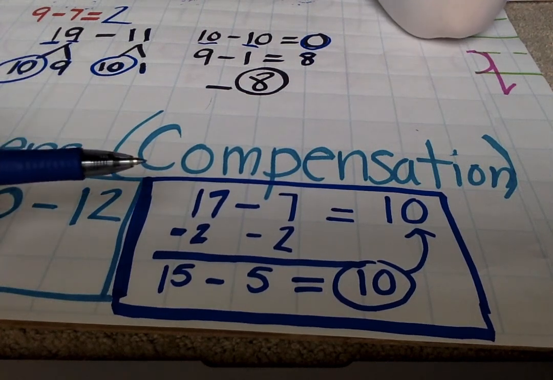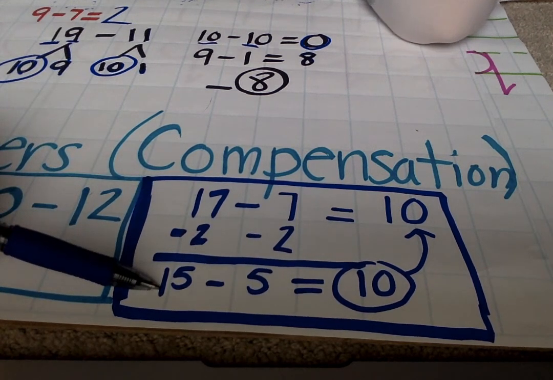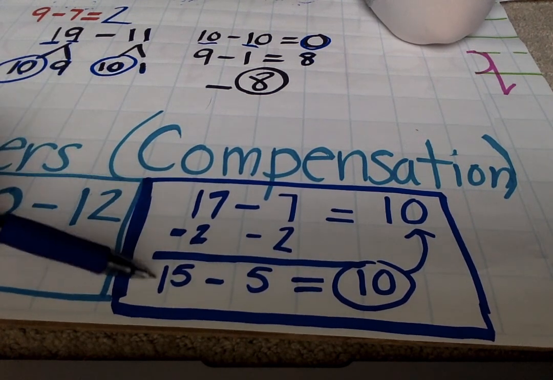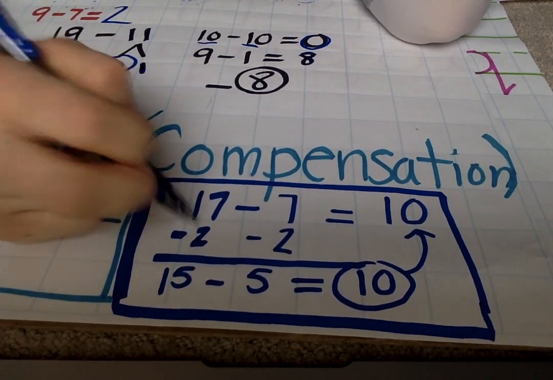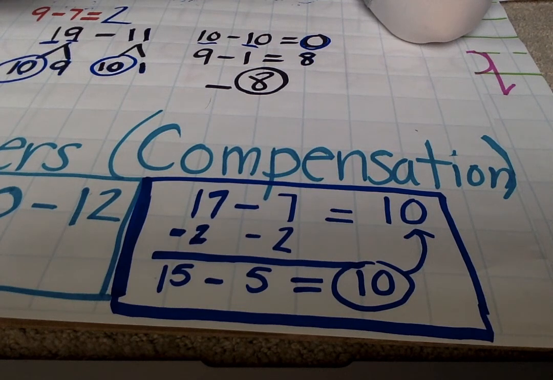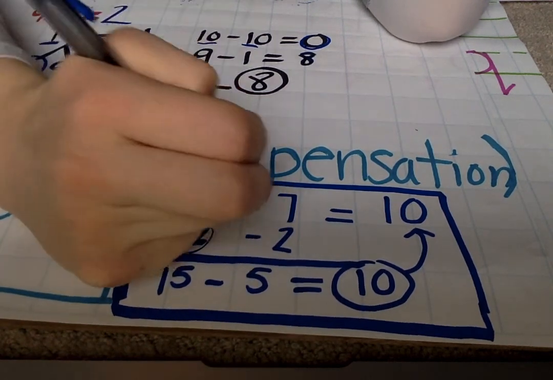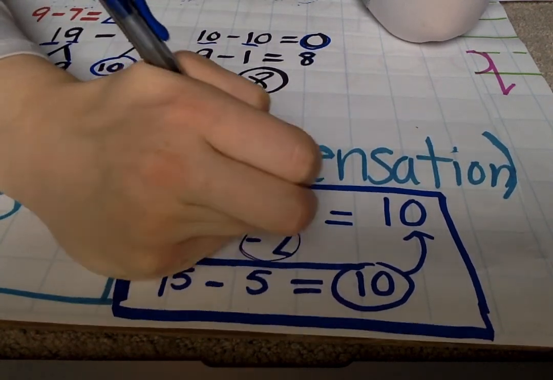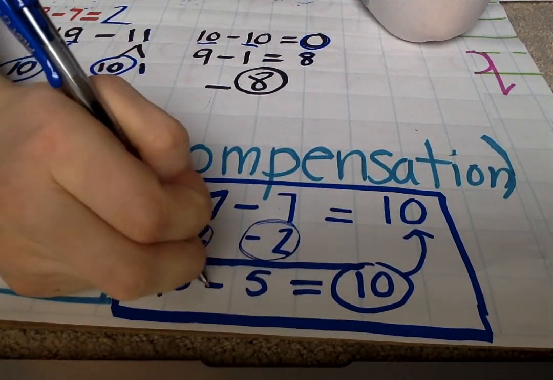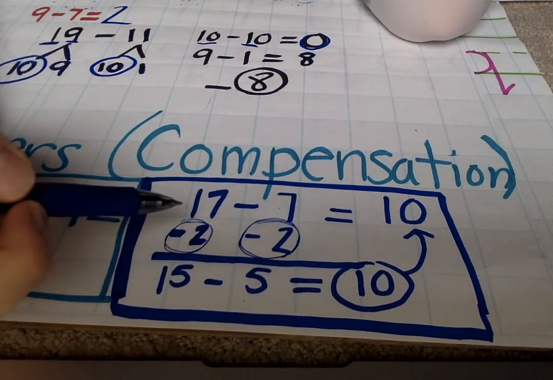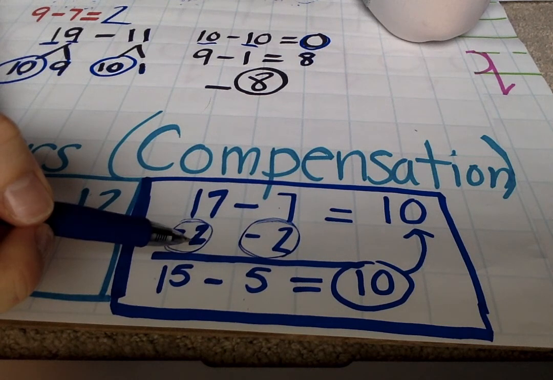I'm thinking, you know what? 17 is not really a number I feel like working with right now, but it's pretty close to 15. So if I want to get my 17 to 15, all I have to do is subtract 2. But I know that I have to keep my problem balanced and compensate for the 2 that I took away here. So I could take 2 away from my other number in the equation, my 7, and make this equation 15 minus 5, which is the same as 17 minus 7. Both of these answers are 10.